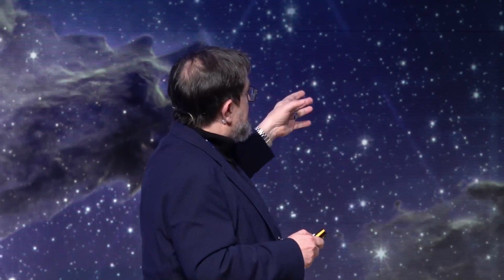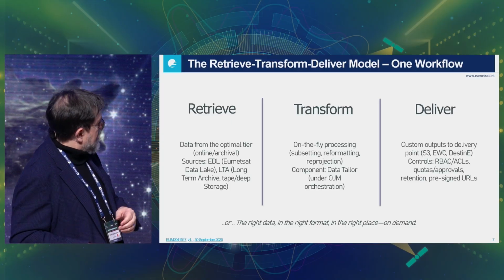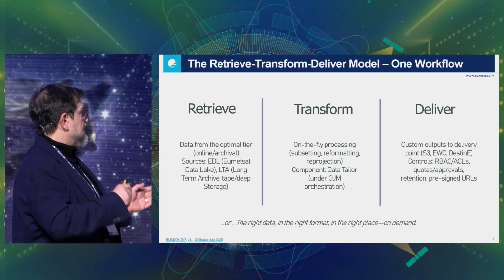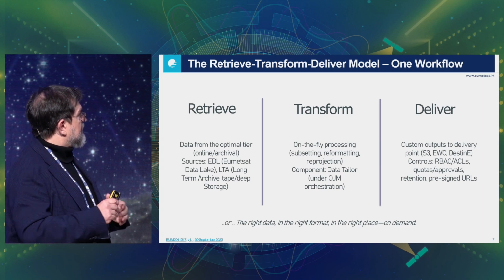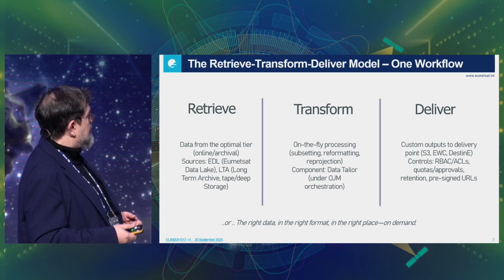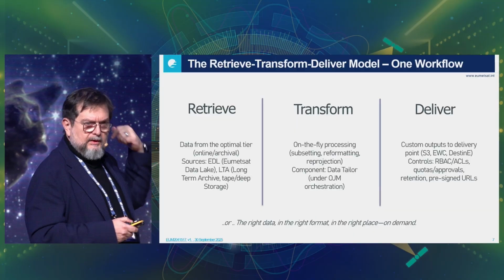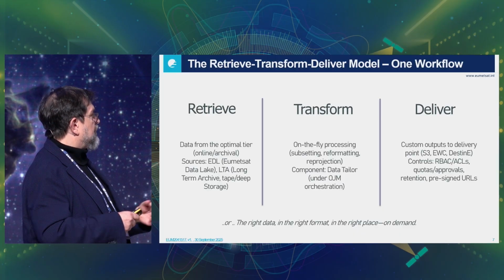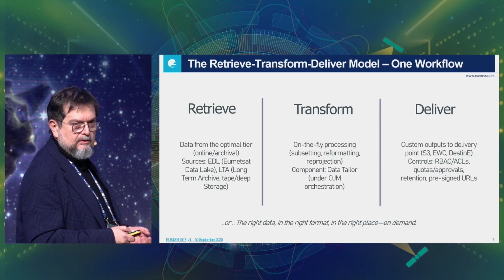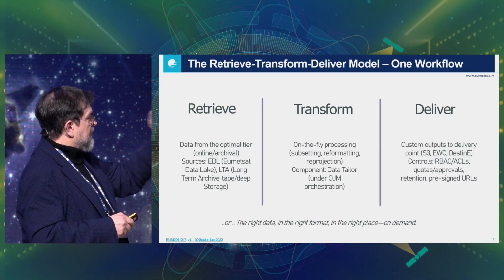So it means retrieve the data from the optimal tier, so online or archival. The source can be our EUMETSAT data lake, or LTA, that is the long-term archive, that is our deep storage. We will be able to transform the data on the fly, so doing subsetting, reformatting, reprojection, and the component is the reuse of the Data Tailor that I showed before, and a new component that is called order and job management, that is an orchestrator of this, and deliver the output to the delivery point.